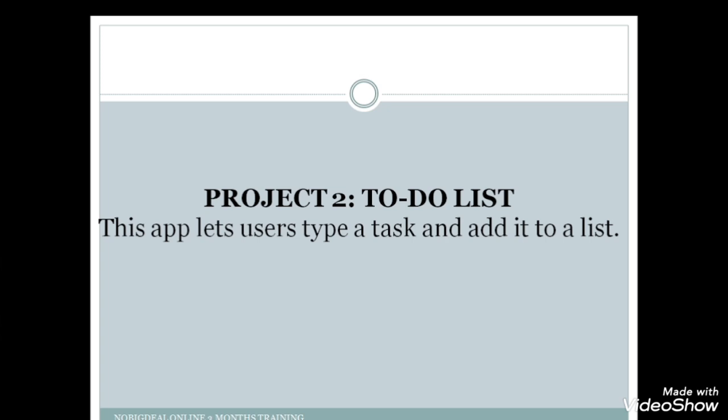So this to-do list app lets users type a task. You type in all your tasks that you want to do today. So when you have typed your tasks, after you finish buying one particular product, you can click on it and delete it so that you do not repeat it. So that is how this app helps us.